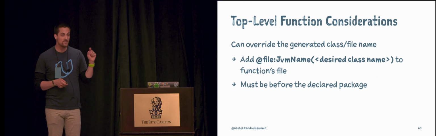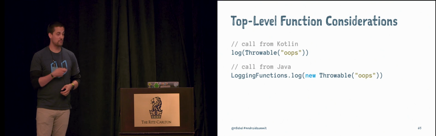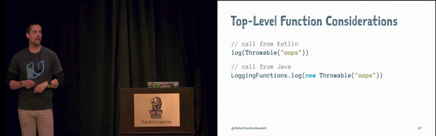And this must be done before the package declaration in the file. So again, we go back to our file logging.kt. Now we add that annotation, and we say we want to name this generated class logging functions. And then the definition of the function stays the same. Now when we call this from Kotlin, nothing has changed, looks exactly the same.